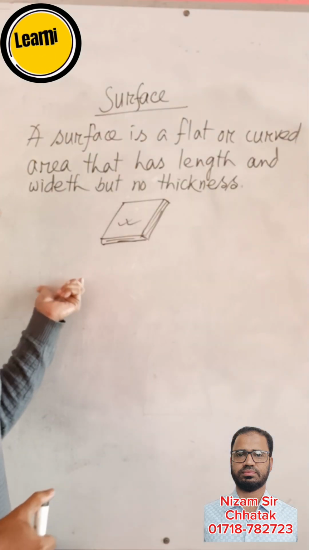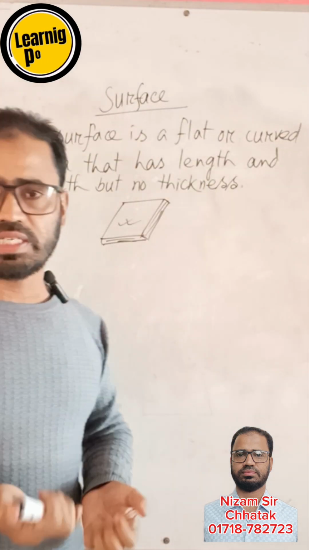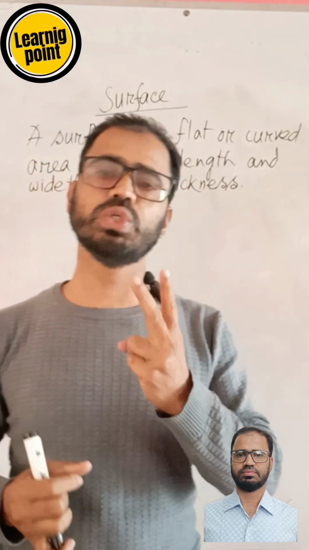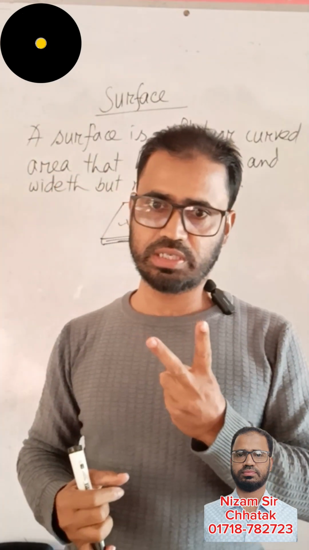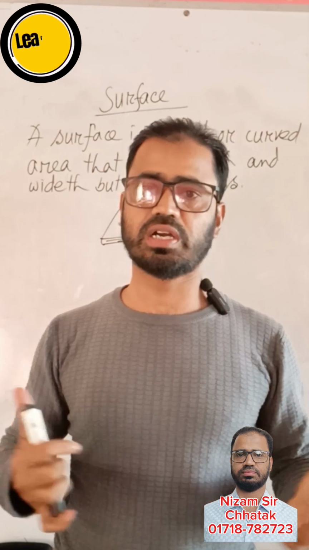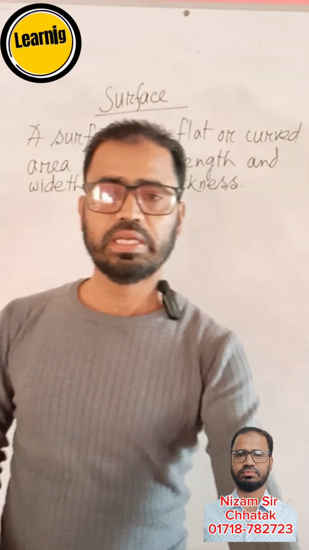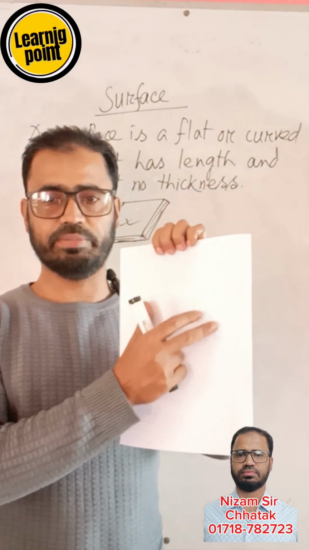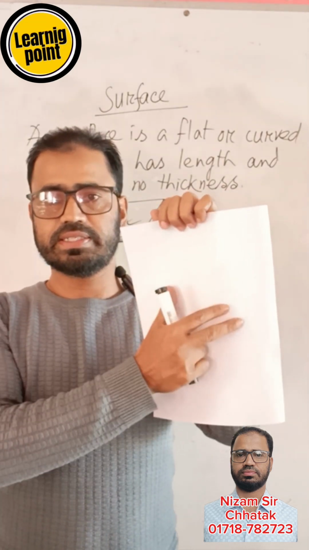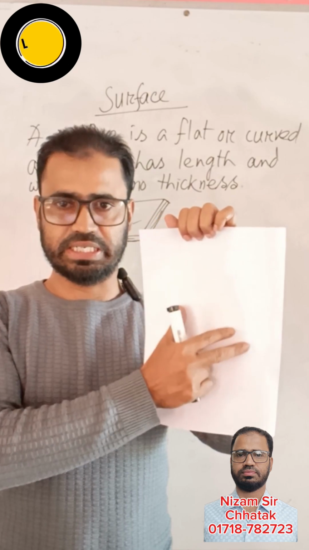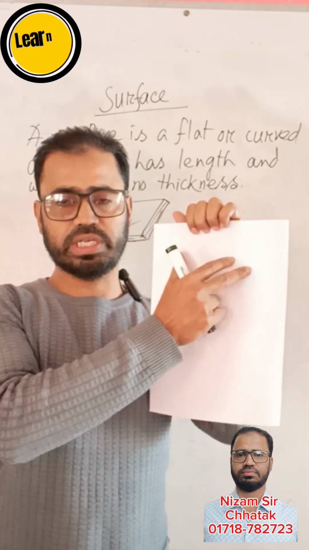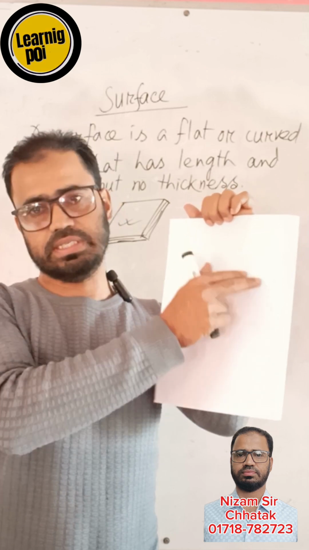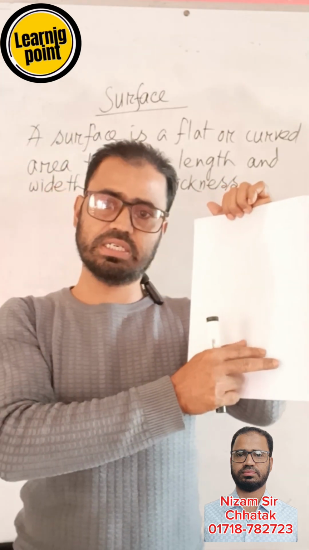Now, let's learn about the classification of surface. There are mainly two types of surface: plain surface and curved surface. Here you can see a piece of paper in my hand, and this is an example of a plain sheet. The page or the top of the paper is called a plain surface.